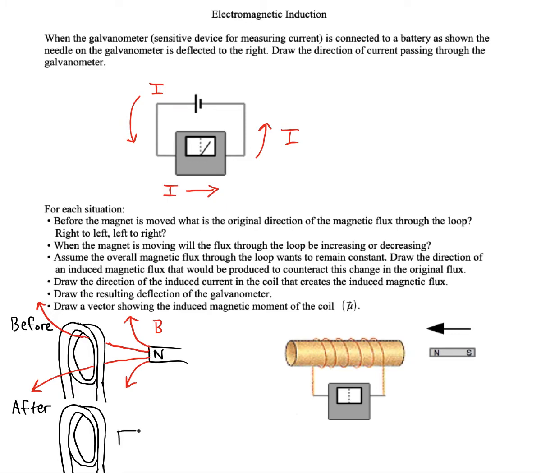But when the magnet is moved closer, we want to see how the flux through that coil is changing. And now, when it's closer, there may now be more field lines penetrating through that coil.